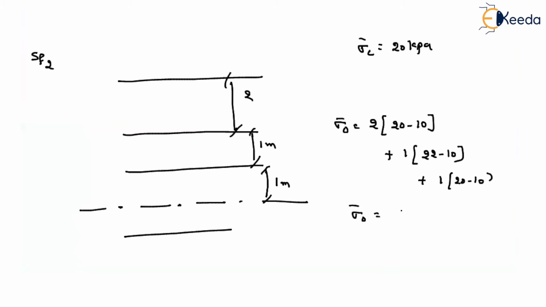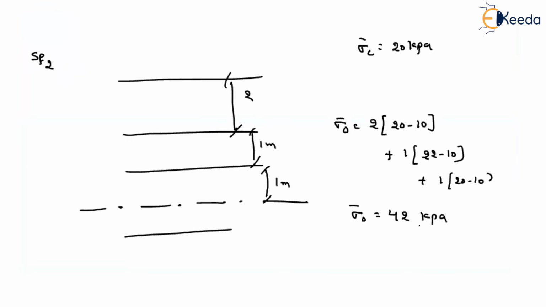That implies what will be your initial stress. If you solve this, we'll get 10, 20 plus 10, 32, plus 1 plus 10, 42. That is 42 kilopascal. As you can observe here, the pre-consolidation stress is less than the initial effective stress. That means here pre-consolidation has not happened. So how can I find out the final settlement in the second layer?